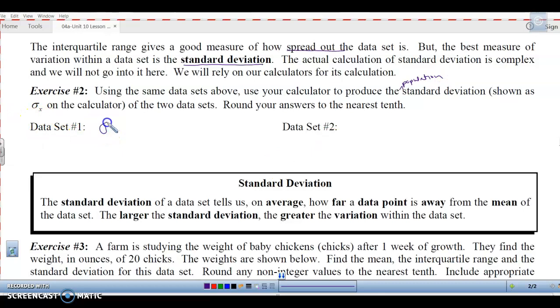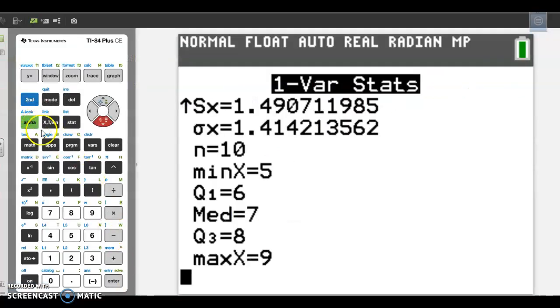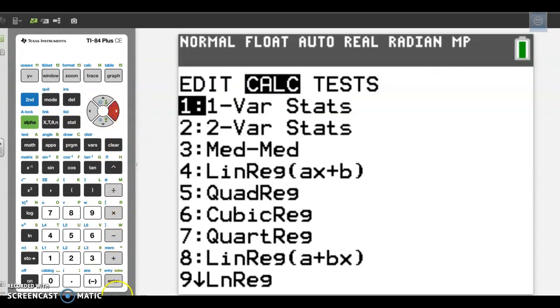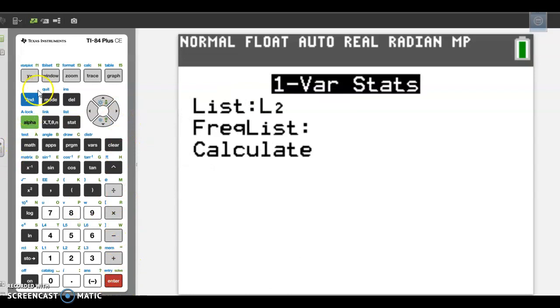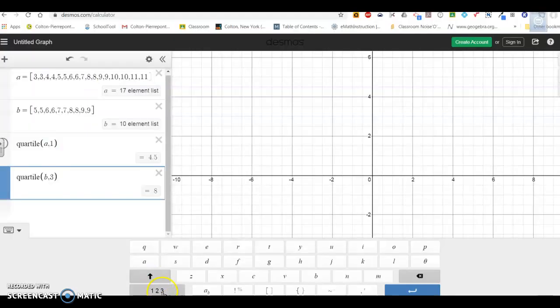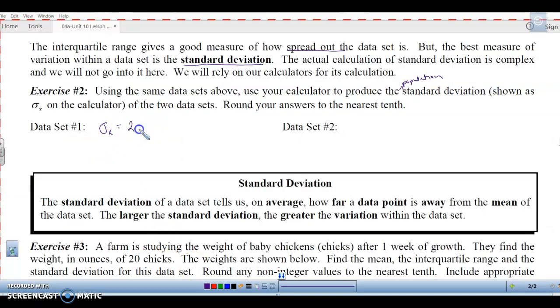There's two different kinds. This one's called the population standard deviation when you use this symbol. All right, so for data set 1, what you do is if you look at stat, calc, var stats, and I want to go to L1 again. All right, and then go down to calculate. The population standard deviation is this one right here. So rounded to the nearest tenth, this is going to be approximately 2.7.